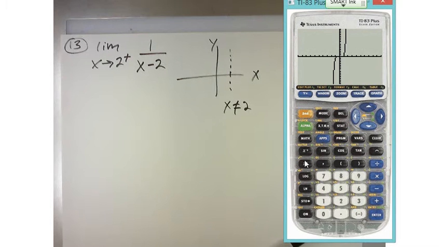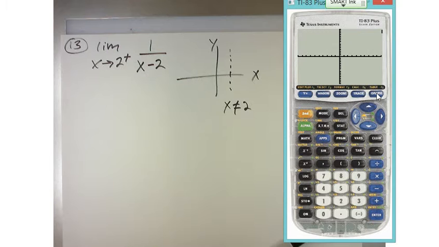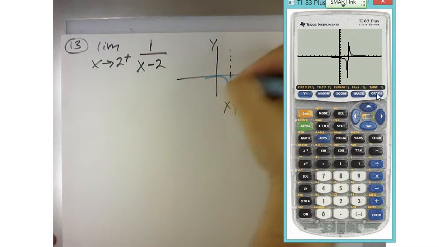So I'm going to come in here on my calculator and do 1 divided by, in parentheses for the denominator, x minus 2. So this is a one-sided limit. Okay? And if we look at this, basically the one-sided limit goes like this. The graph comes in like this, and then it comes in like this.